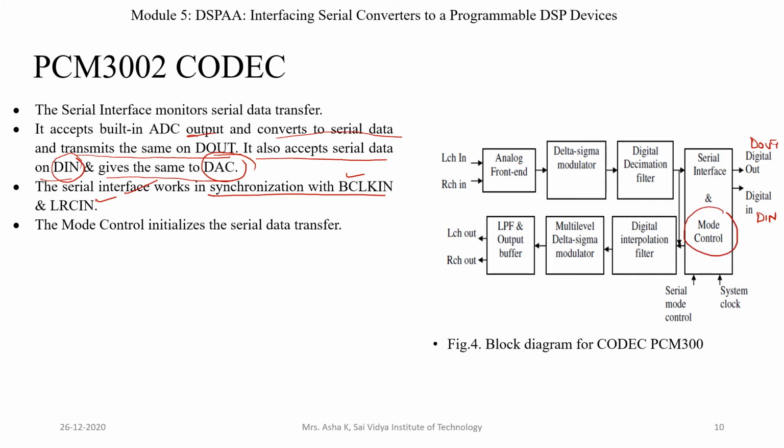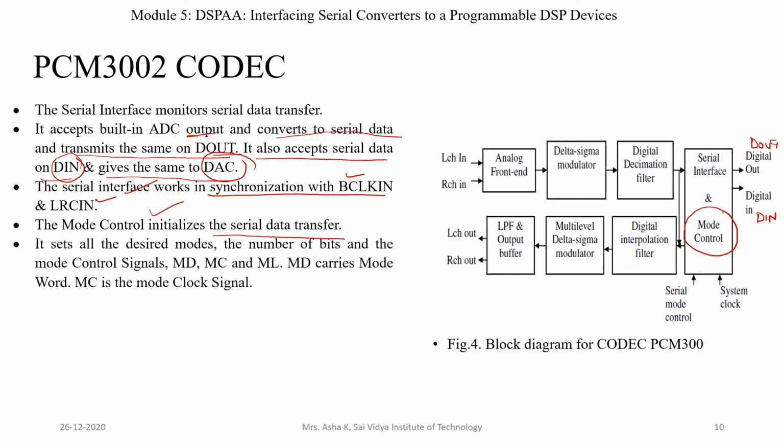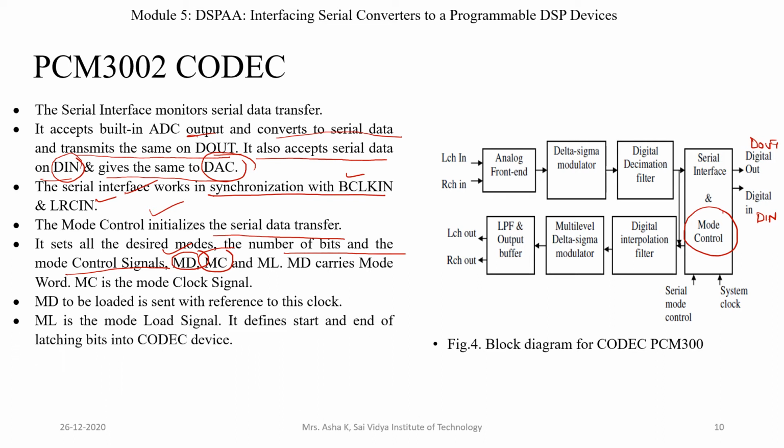Inside, the mode control initializes the serial data transfer with the help of the following mode bits. It sets all the desired modes, the number of bits and the mode control signals. That is, we have the first one, the MD bit, which is called the mode word. The MC bit, we call it the mode clock signal. We have the next one, the ML bit, called the mode load, and the mode bit.